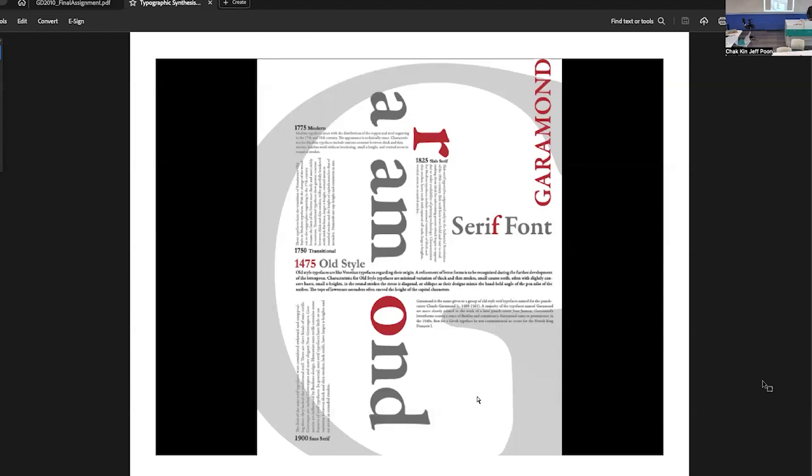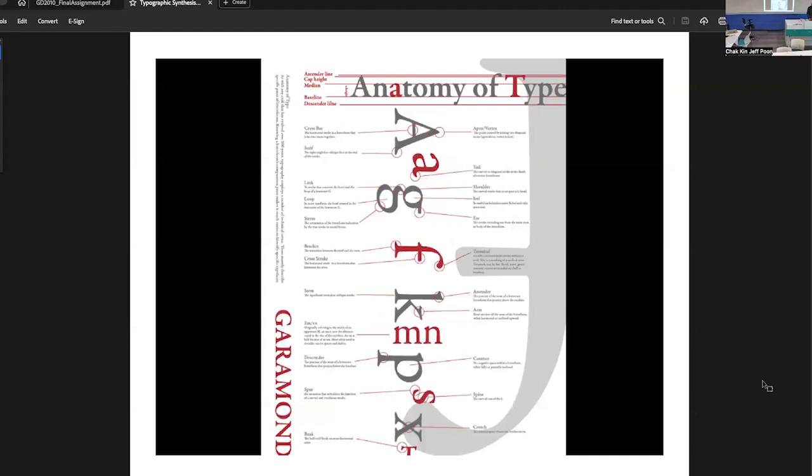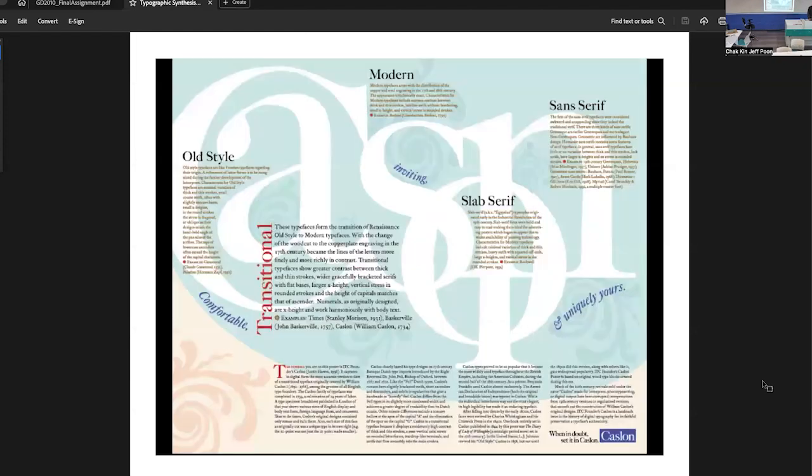You have to go back and read those handouts about classifications, anatomy, and other topics. So this is the anatomy of type for this one. Another design, which is what? Can you find it? What is this font's name?